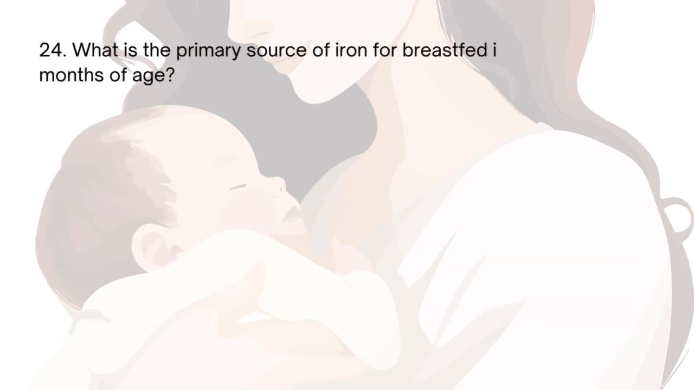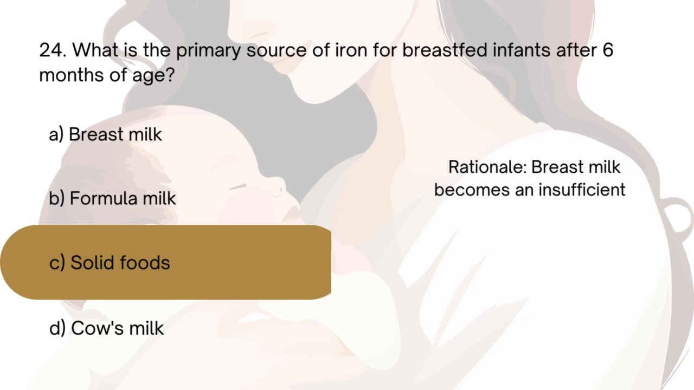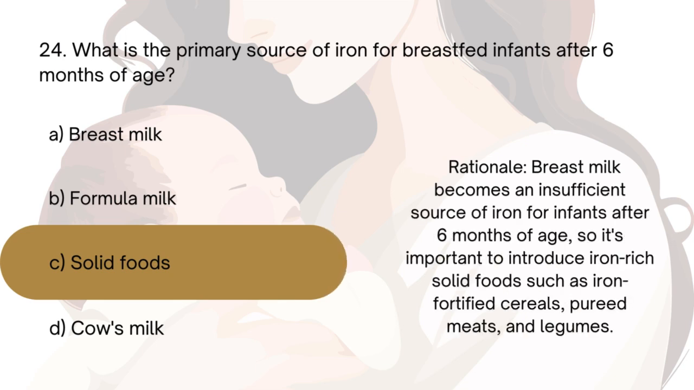24. What is the primary source of iron for breastfed infants after 6 months of age? A. Breast milk. B. Formula milk. C. Solid foods. D. Cow's milk. Rationale: breast milk becomes an insufficient source of iron for infants after 6 months of age, so it's important to introduce iron-rich solid foods such as iron-fortified cereals, pureed meats, and legumes.